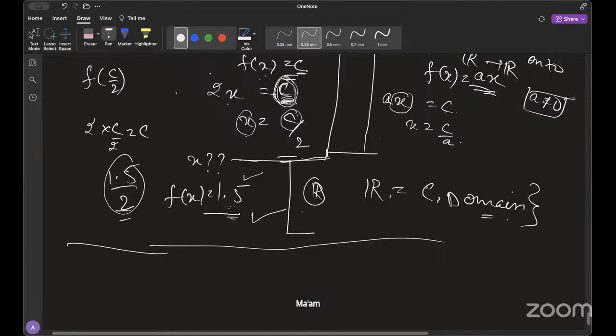Ma'am, I wanted to ask, if we take an arbitrary number, then why not take x itself here? It makes the calculation easy. If you take 2x equals x, then you will cancel these two things. It will create confusion. You can't take x here when you already have x.